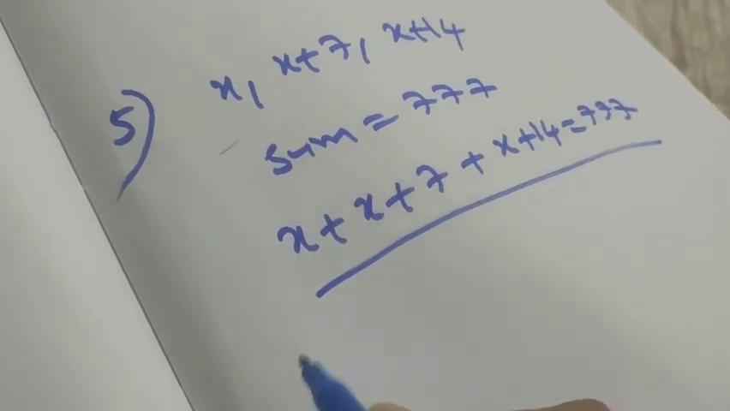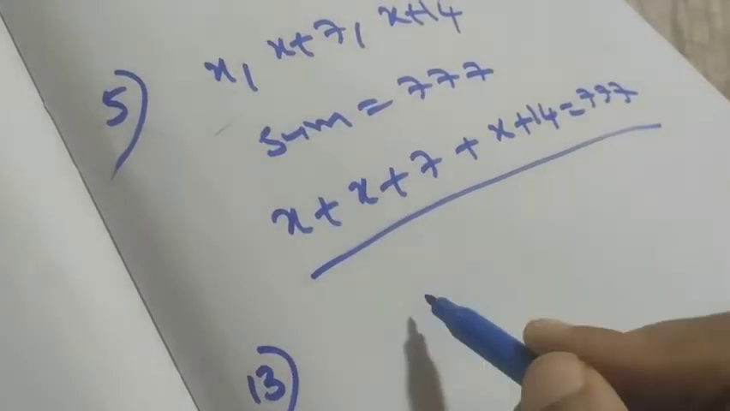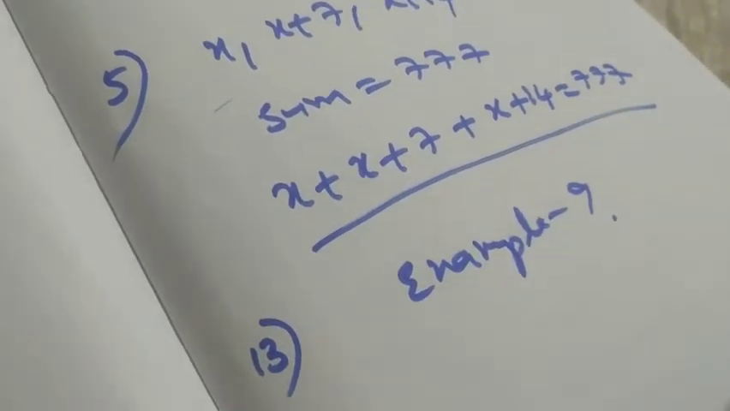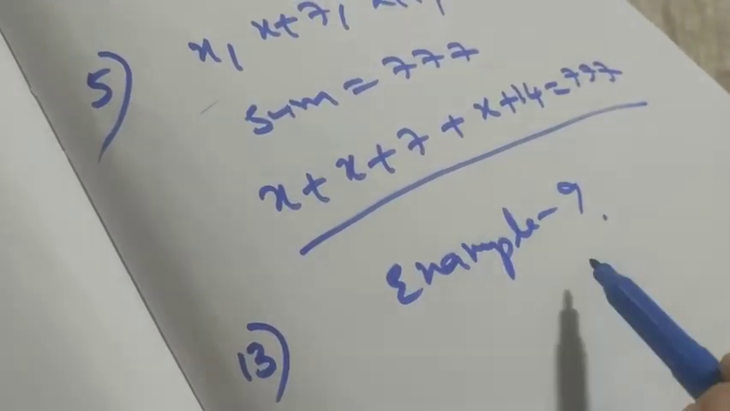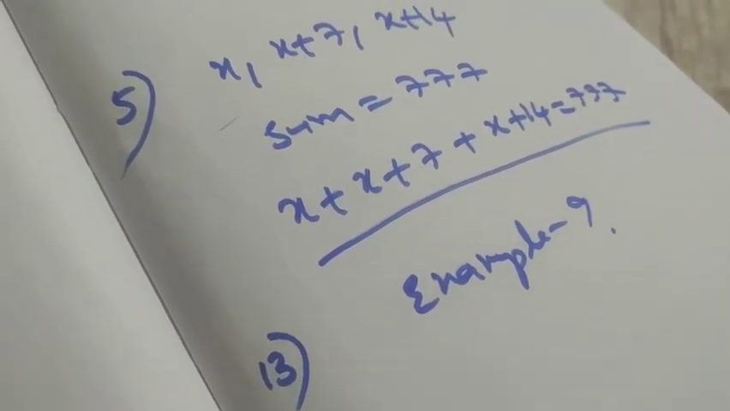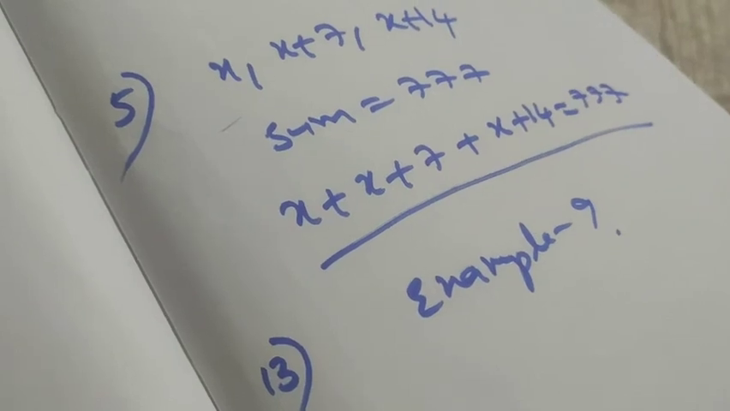Then one more problem, 13th one. This is like an example 9. So same like example 9. See that and do it. So how many homework problems for you? 2nd, 3rd, 4th, 5th and 13th are homework for you. Okay, that's it.